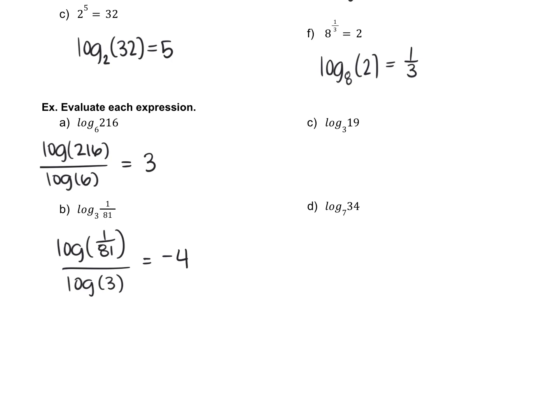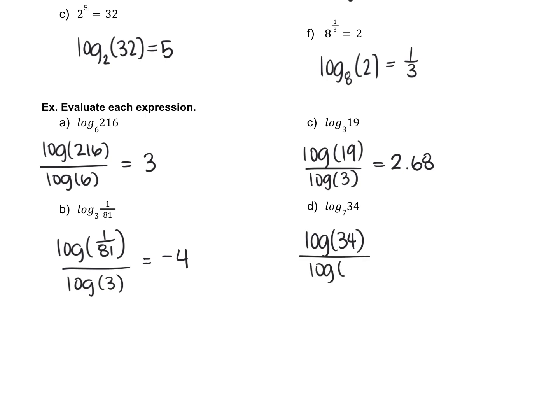Then we have log base 3 of 19 becomes log 19 over log 3, which to 2 decimal places is 2.68. And then our last example, log base 7 of 34 becomes log 34 over log 7, which is 1.81.